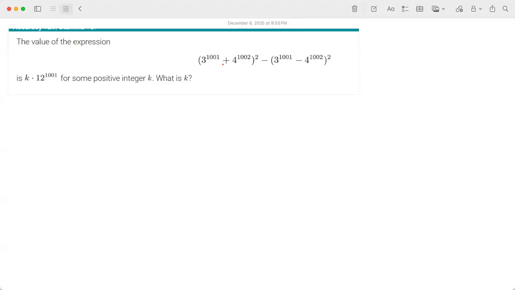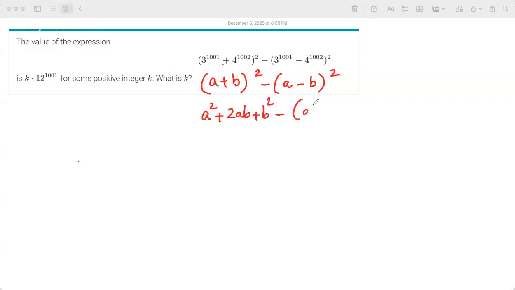I didn't know if this was correct, but since the first term was a plus b squared and the second one was a minus b squared, I thought we do a squared plus 2ab plus b squared minus a squared minus 2ab plus b squared. So what happens here? The minus travels everywhere, right? Everything inside the bracket gets negated.